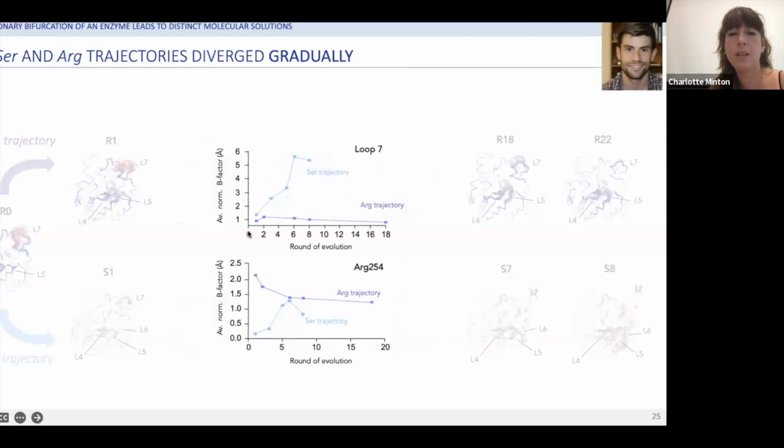If we plot only the average normalized B factor for loop 7, you can see that for the serine trajectory, it keeps increasing, whereas for the arginine, it goes through this stabilization. Same for the arginine 254 sidechain. You can see that in the arginine trajectory, this residue becomes more stabilized because we are forming this hydrogen bonding network. However, in the serine trajectory, it's just all over the place. And again, that confirms that in one case, we are stabilizing interactions and stabilizing the loop gradually along the trajectory, whereas in the serine trajectory, this position no longer contributes to the function, and so they gradually become more dynamic and under less constraints.